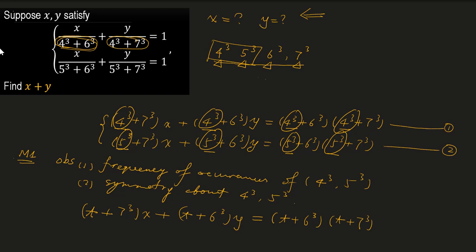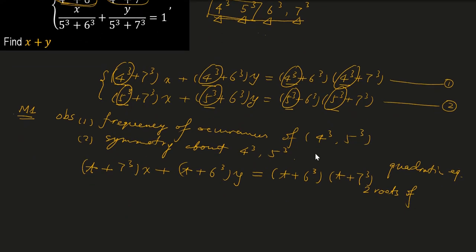Therefore, we've combined the two equations as one quadratic equation. So let's put this down. This is a quadratic equation about the variable t. And this t has two different roots. So let's write this down. One is t1 equals 4 cube and t2 equals 5 cube.